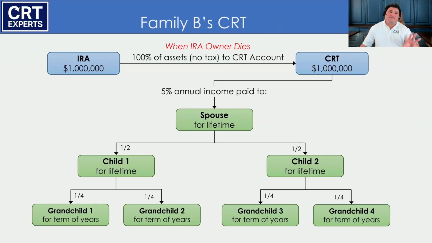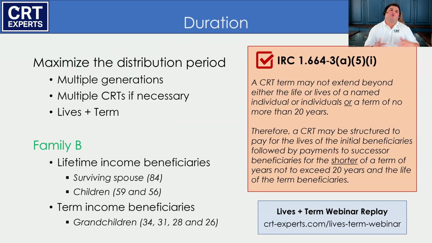So back to family B here. As I mentioned, to get to all three generations here, we use what we call lives plus term structure. And this really is in the broader discussion of maximizing the duration of a CRT. Generally speaking, what we want to do is we want the CRT's duration, the income period, to last as long as we can. In most cases, that's 50 to 60 years. And we want to include as many family members as we can.